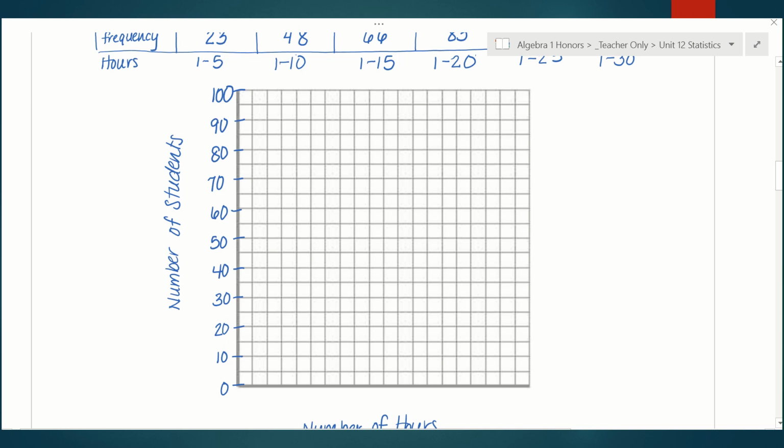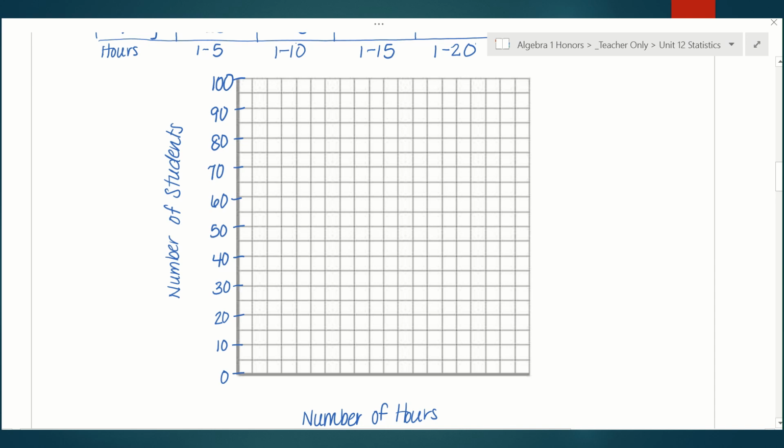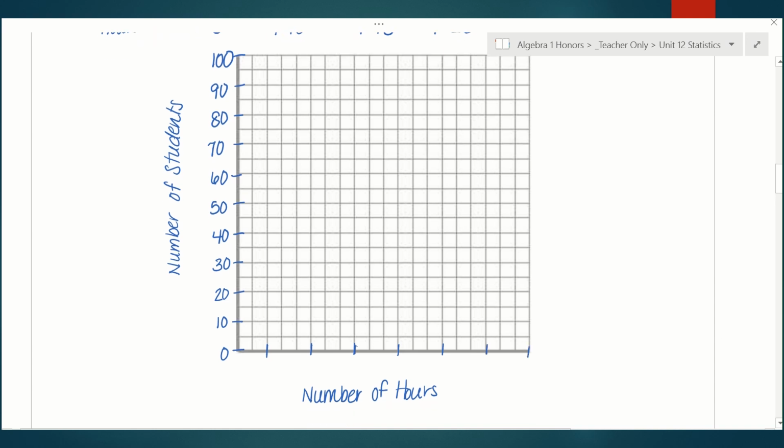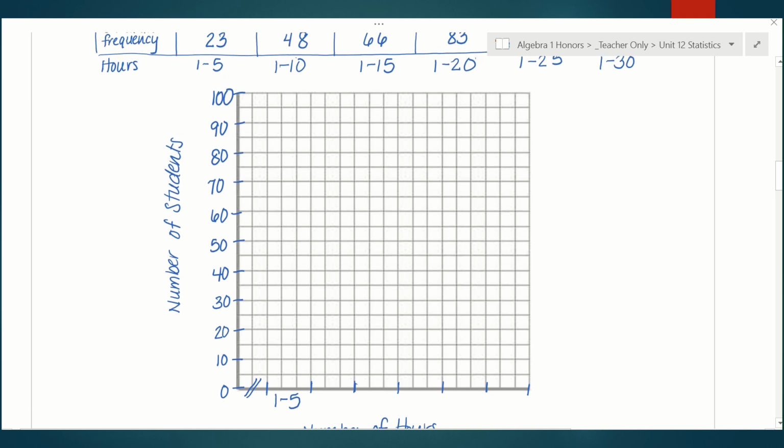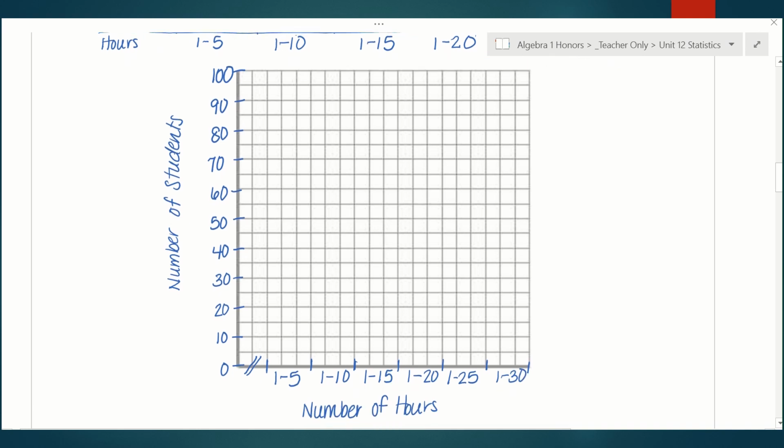It looks like I'm going to break my own rule for this one. I'm only going to make my line break be 2 bars wide because I think that will make it a perfect fit. So I'm going to make a line break here, and then I'm going to start my intervals. Our first one was 1 to 5. Then we had 1 to 10, 1 to 15, 1 to 20, 1 to 25, and 1 to 30. Okay, so at least we can put them all there.